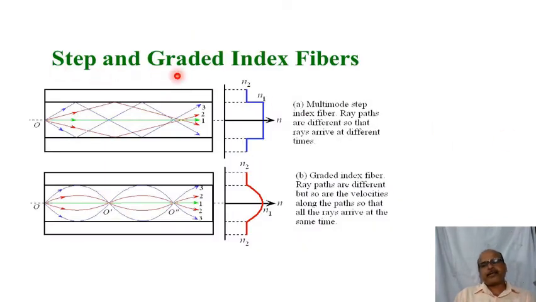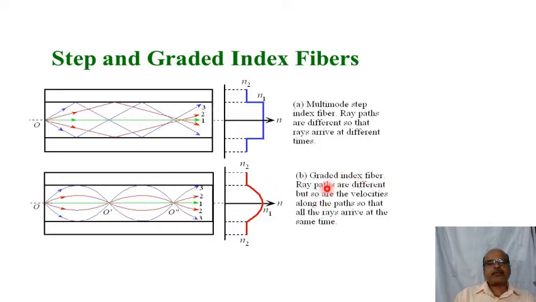Then step index and graded index fiber. According to the index or ray transmission path, these are the two types, that is step index and graded index fiber. This is a multimode step index fiber path. In a multimode step index fiber the ray paths are different, so the rays arrive at different times.